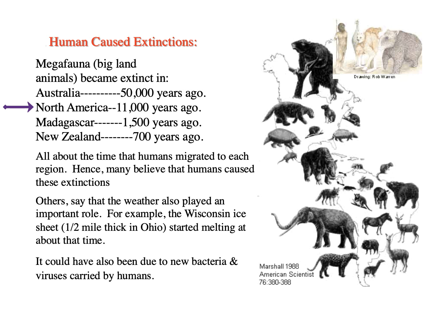In North America, around 11,000 years ago. In Madagascar, around 15,000 years ago. And in New Zealand, about 700 years ago. So that coincides with the migrations and population increases of Homo sapiens in those regions.